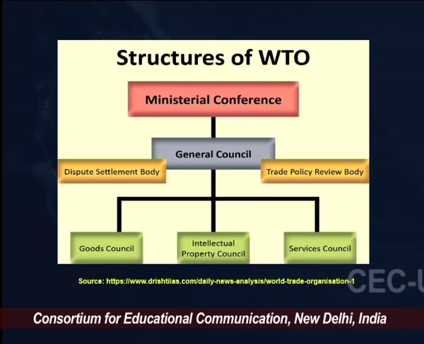Now, coming to the structure and working of WTO. If we see the structure of WTO, this is the flow chart, or the organization chart. On the top you can see the Ministerial Conference, which is also known as MC. Then there is the General Council, and under it 3 councils covering goods, services and intellectual property rights. Besides that, the Dispute Settlement Body is there, and also the Trade Policy Review Body. So, this is the whole structure of WTO.